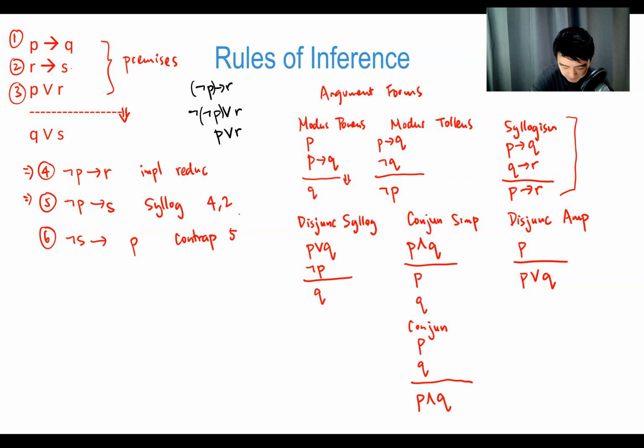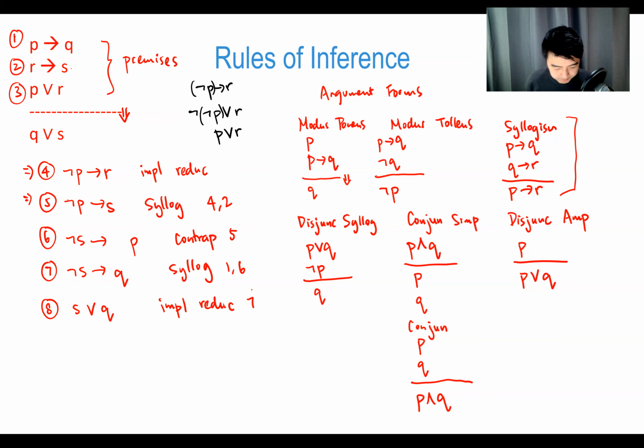Okay, so now we have number 6: not S implies P. We have P implies Q for number 1. So not S implies Q. So that is, again, the syllogism of number 1 and number 6. And then finally, I can say S or Q from the implication reduction of number 7.